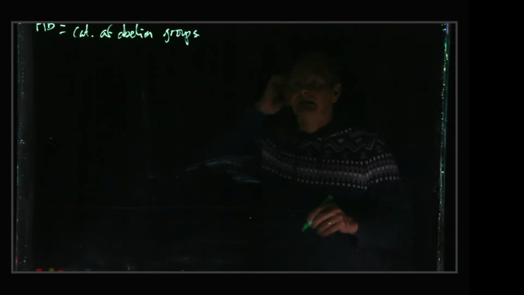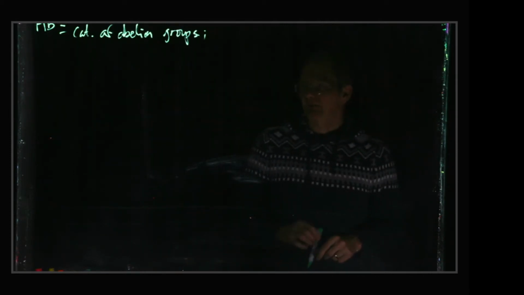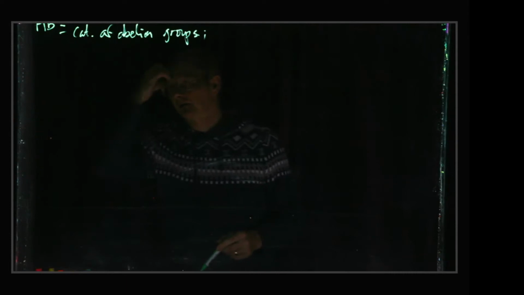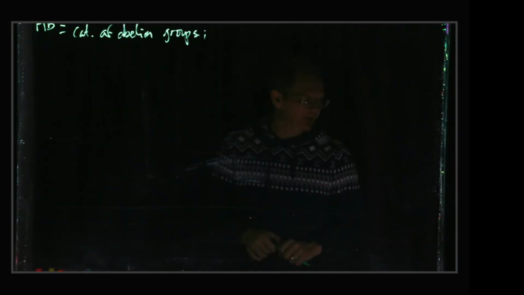Now I want to give a couple of algebraic examples. So let's recall the category of abelian groups. We're going to write abelian groups always with additive notation. So the group operation is just going to be written as plus. The identity element is going to be written as 0.